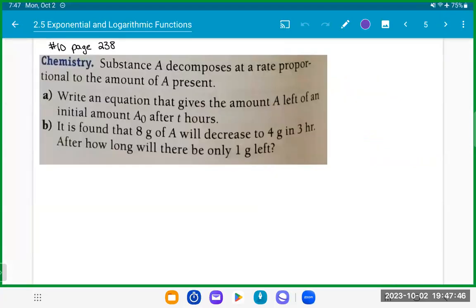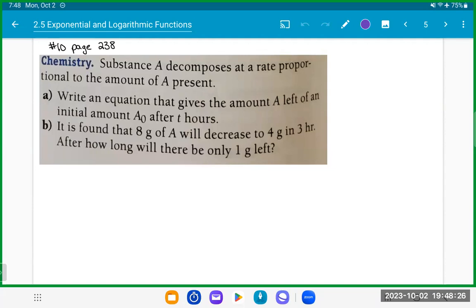So here is another application problem. This one is dealing with chemistry. In this problem, we have a substance, we'll call it A, and it decomposes at a rate proportional to the amount of A present. So we want to write an equation that gives the amount of A left based on an initial amount of A naught after t hours.